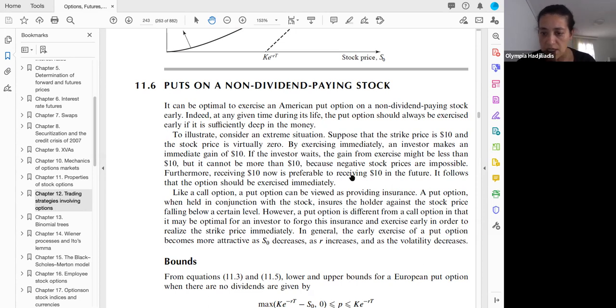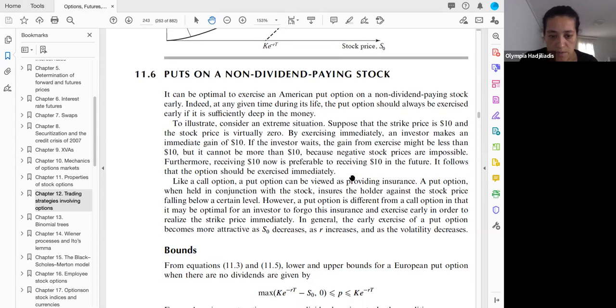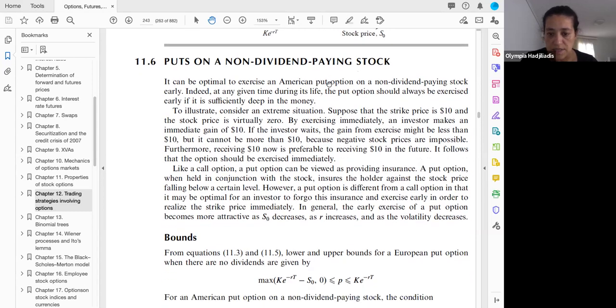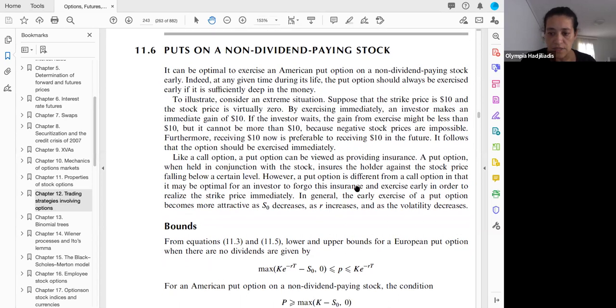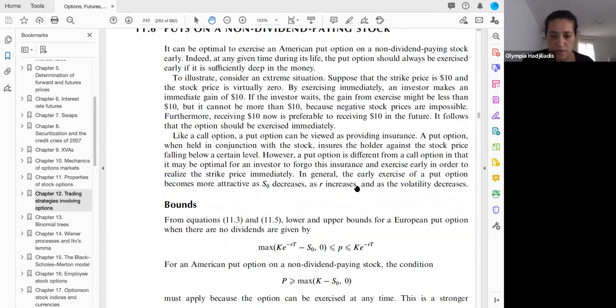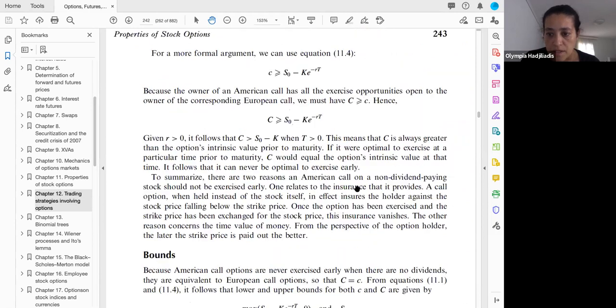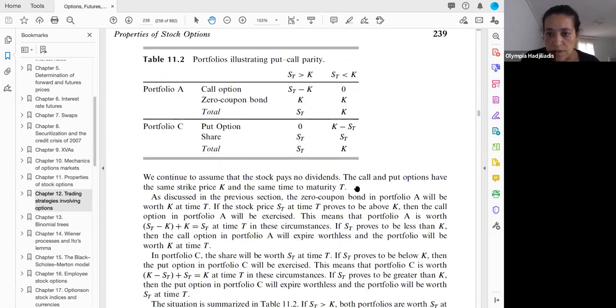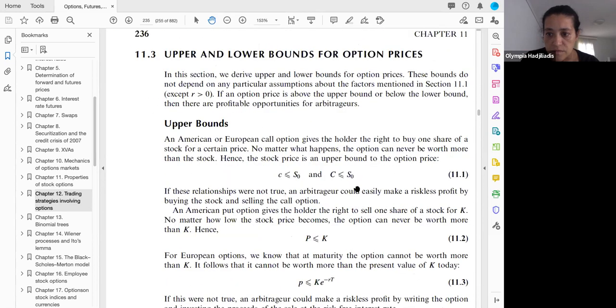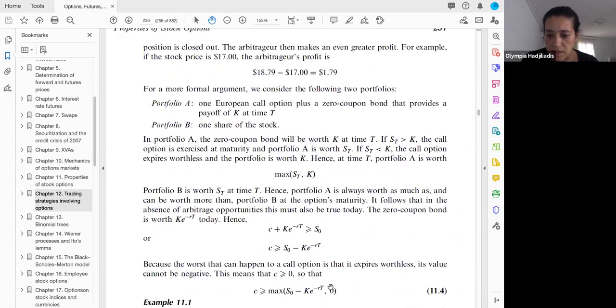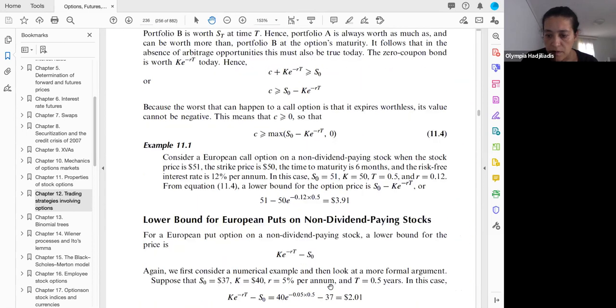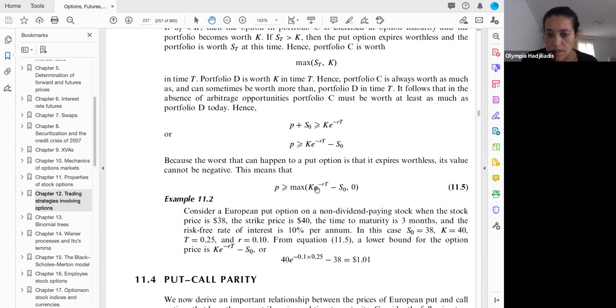In general, the early exercise of a put option becomes more attractive as S0 decreases, as R increases, and as the volatility decreases. So let's look at the bounds. From the previous work, equations 11.3 and 11.5. This is 11.3 over here, and this is 11.5.